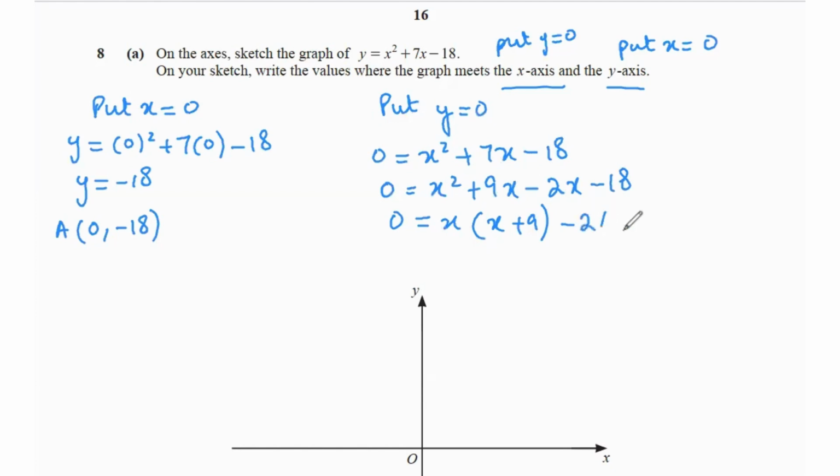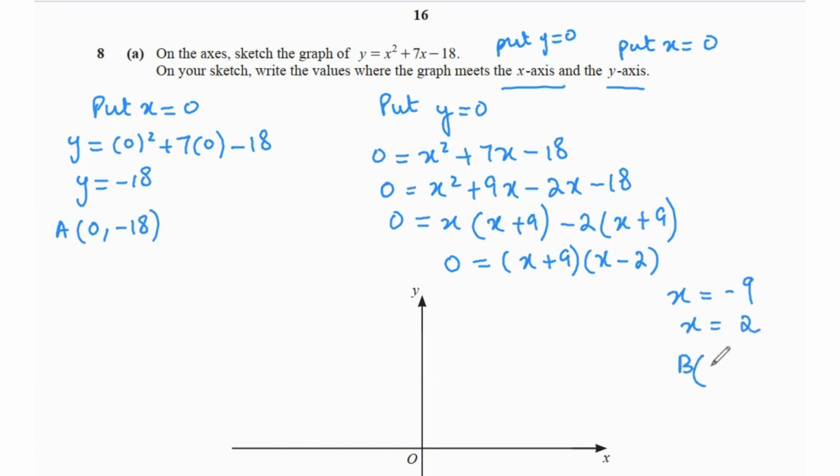And negative 2 is common over here. So x plus 9 again. x plus 9 is common between x and negative 2. So 0 equals x plus 9 times x minus 2. So x equals negative 9, x equals positive 2. So point B is (2, 0), and C is (negative 9, 0).